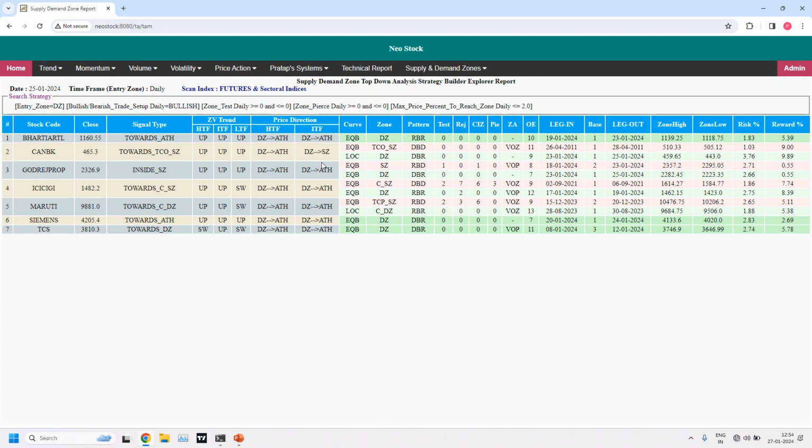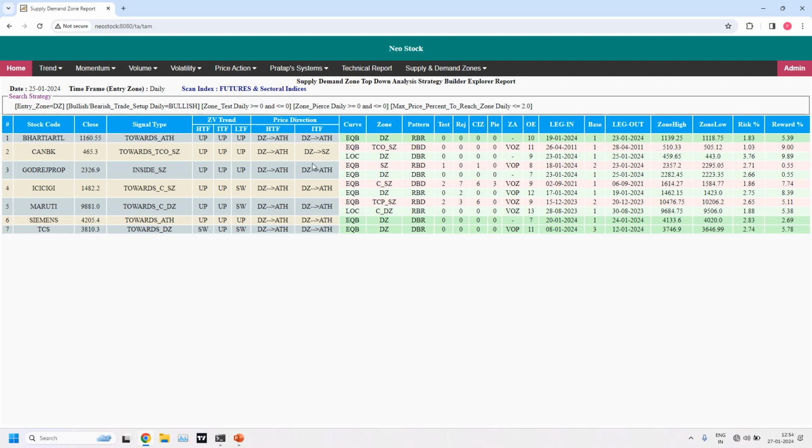So in such a situation, where such zone confluence is there, even though the current price direction is from supply zone to demand zone, the future price direction will change once prices enter the weekly zone. So why would we want to eliminate those stocks? That's why the algorithm takes care of those conditions also.